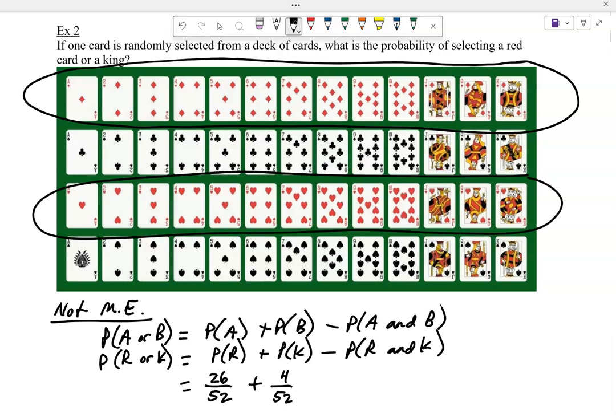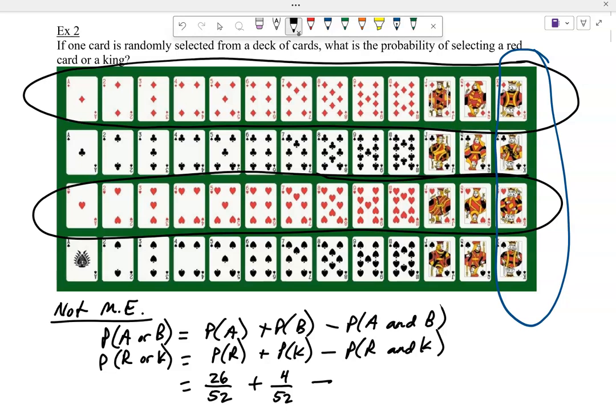There's all 26. Now let me circle my kings. Here's all my kings. Can you see how there's a couple that were double counted there? So I have too many winners. Why do I have too many winners? Well, this is not mutually exclusive. I got to subtract out the double count.